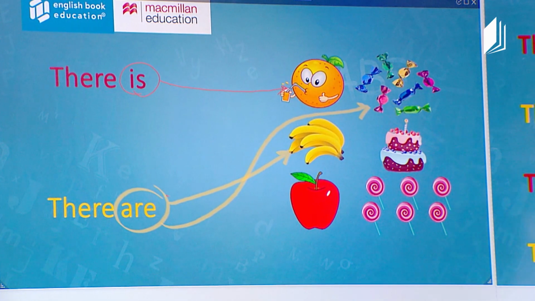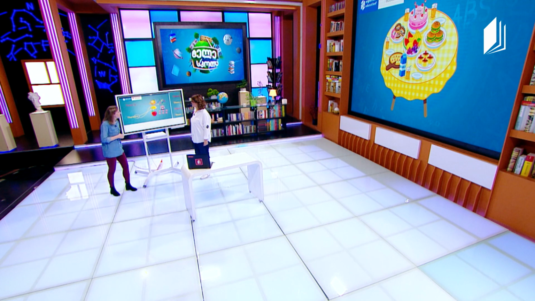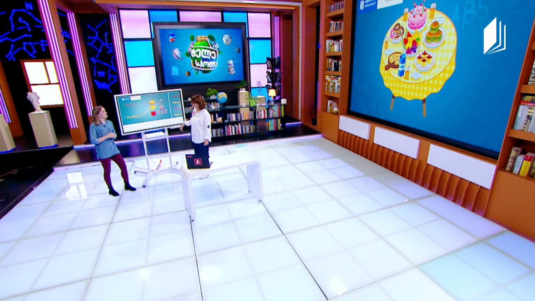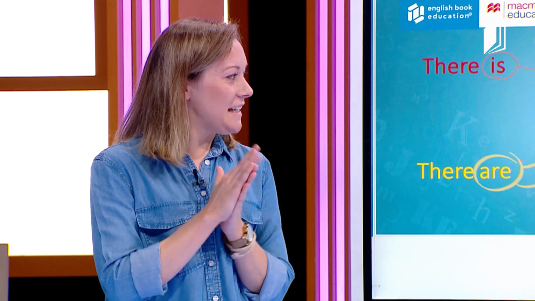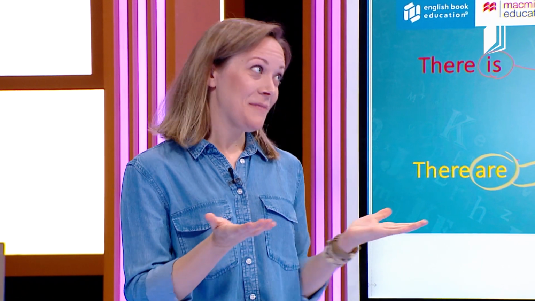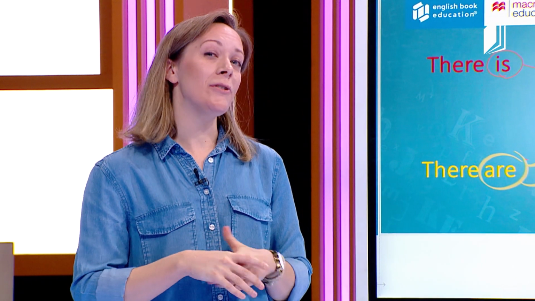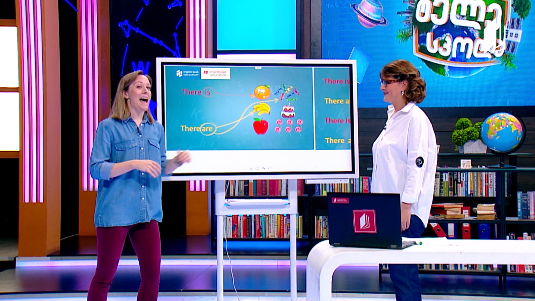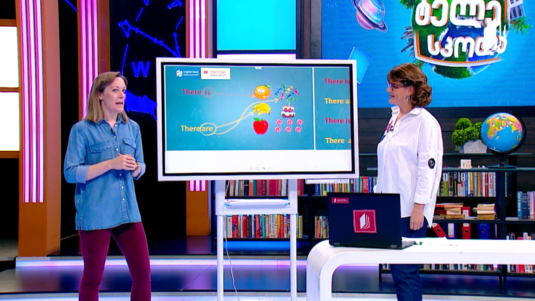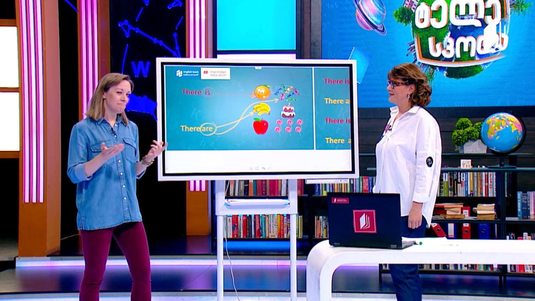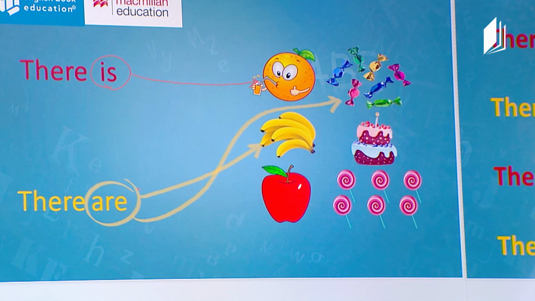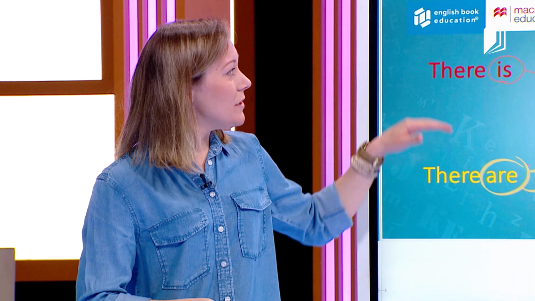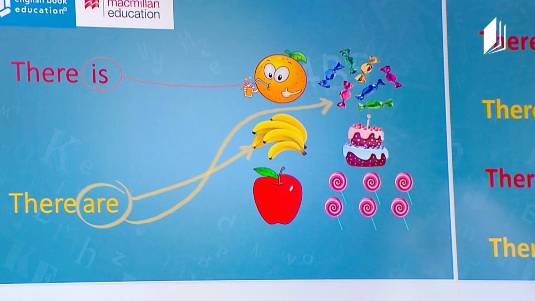Many. Next one. Choose anyone. I see a big, crunchy fruit. It's an apple. How many apples are there? Let's count. Okay, 1. And that's right. When there's 1, we match with there is.